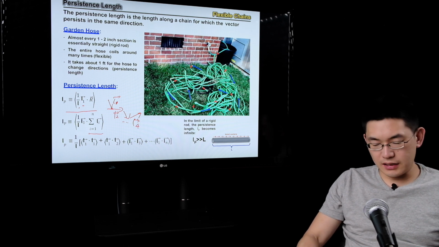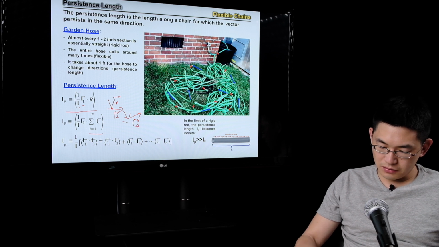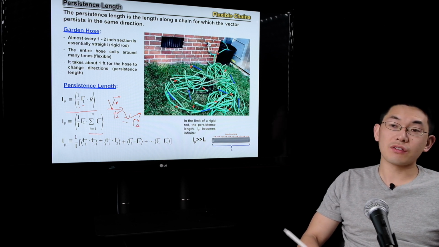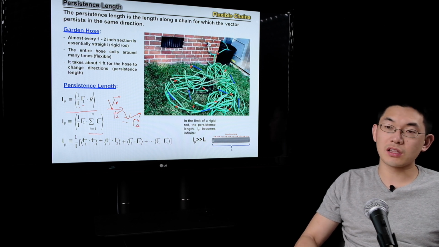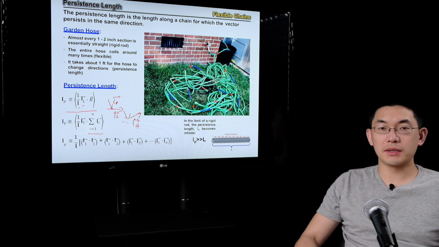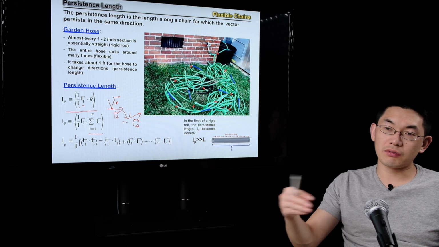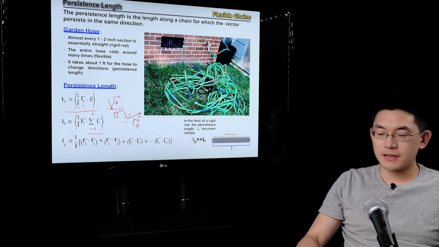And the physical meaning is very easy to understand. I want to use a garden hose to explain it to you. So the persistence length of the garden hose is somewhere around 1 foot or something like that. And a simple way to visualize and understand the persistence length is through the degree of rotation of the bond along its initial direction.